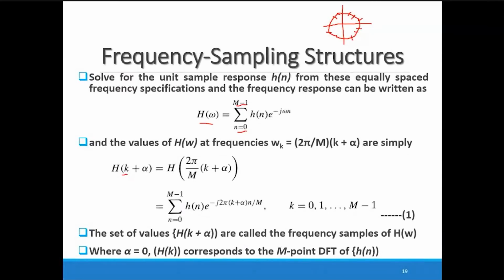So that's why the term used, this H of k plus alpha will give you the frequency samples of H of omega. Okay, and if you consider the special case, that is alpha equal to 0, as we have seen, this equation is the same as the DFT equation, which will produce the M point DFT for the given h of n.